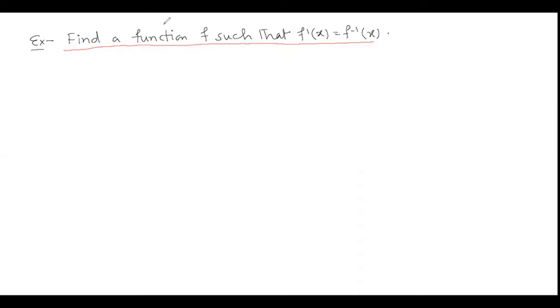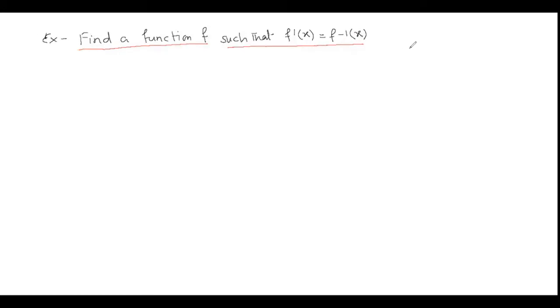So the problem is: find a function f such that f dash x, that is the derivative of f, is equal to f inverse x. Clear? But remember, f inverse x is not 1 by fx. f inverse x is the inverse mapping of fx. It is not the reciprocal of fx. It is the inverse mapping of fx. Okay, clear? So we need to find a function f such that its derivative f dash x is equal to f inverse x.